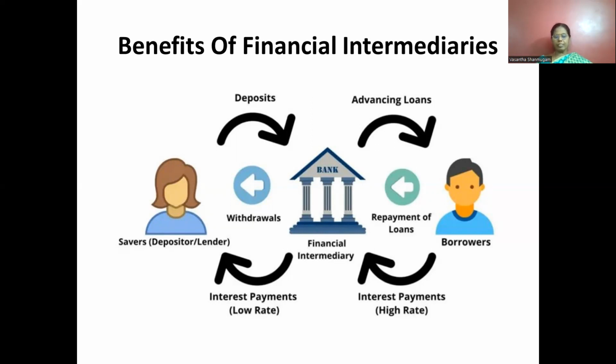A financial intermediary is an institution or a person that acts as a link between two parties of a financial transaction. Here, who are the two parties? Savers and borrowers. The parties could be a bank, mutual fund, etc., where typically one party is the lender and the other party is the borrower.